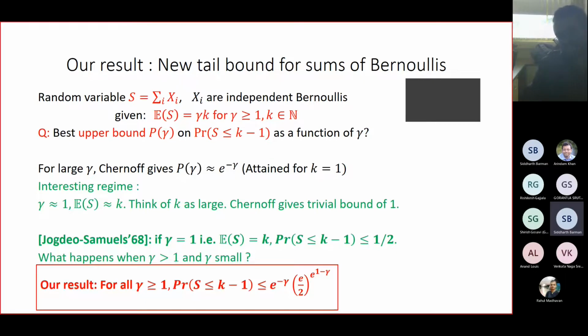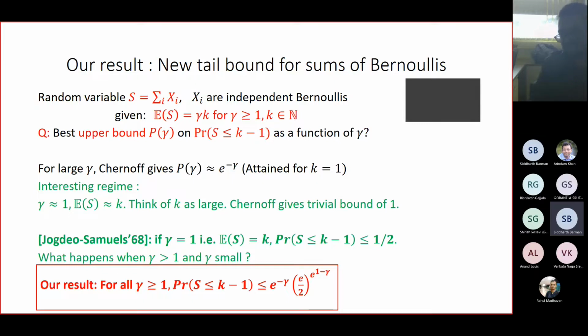Another question is what happens in the upper tail? This is the lower tail, right? Right. Upper tail, yeah. And this is also tight, like you said. Jodot-Samuels is tight, and you think this is also tight. Okay, so Jodot-Samuels is definitely tight, but ours is probably not.